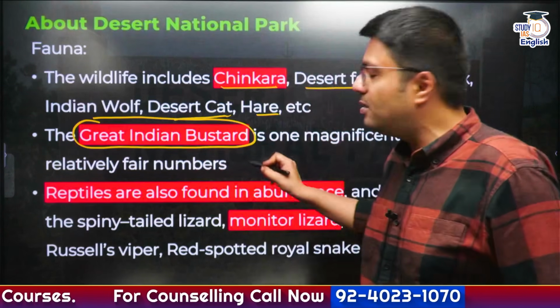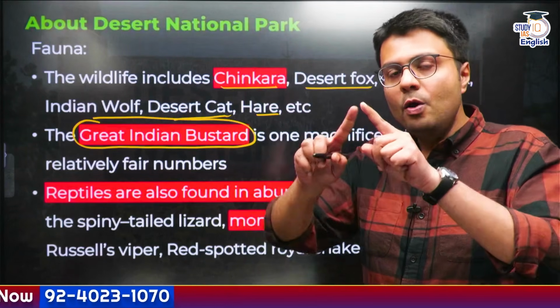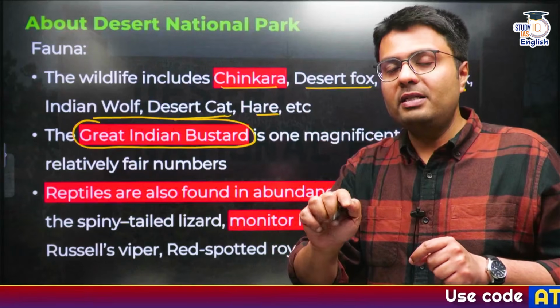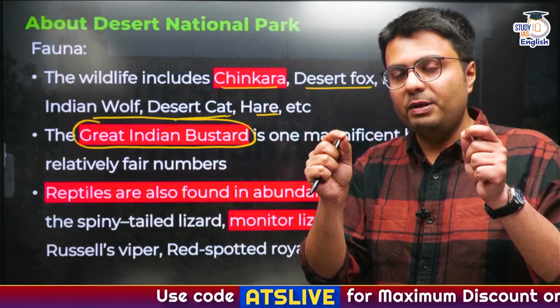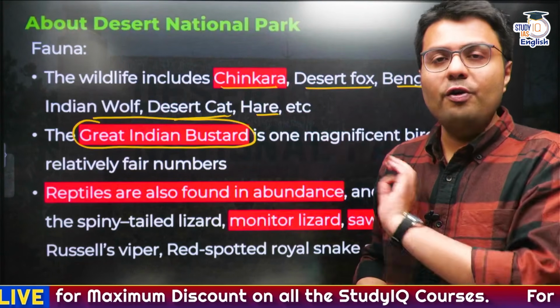Now, Great Indian Bustards are the indicator species of the open grassland system. What is the definition of indicator species? Please do let me know in the comment section. You can even Google it. Point is, you need to remember the definition of indicator species. So Google it, read it, and do let me know in the comment section what is the definition of indicator species.